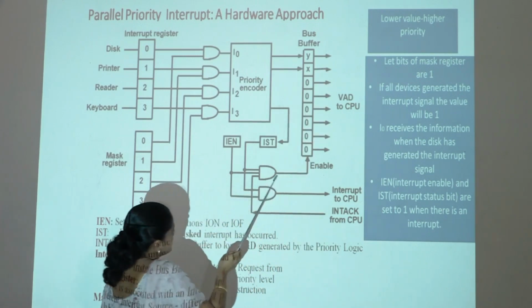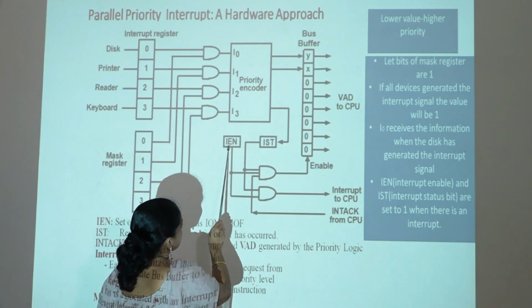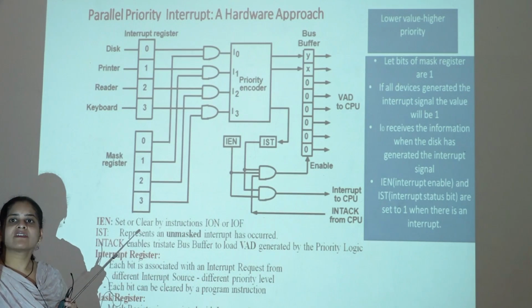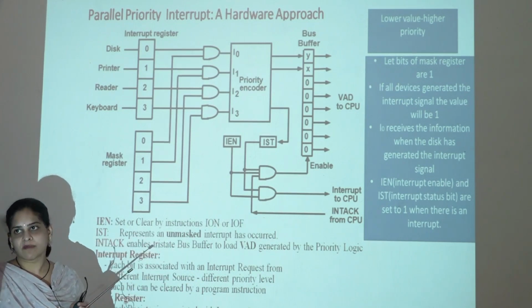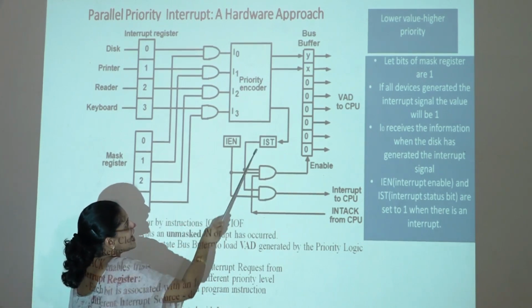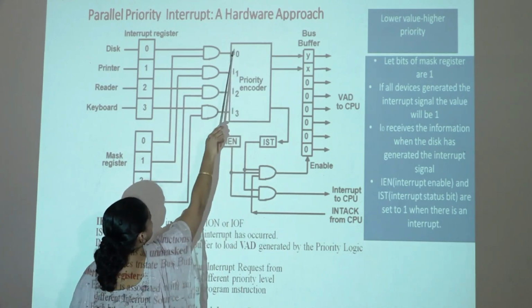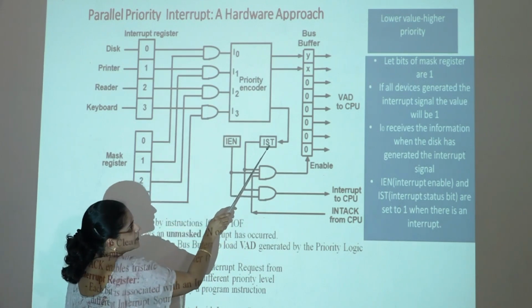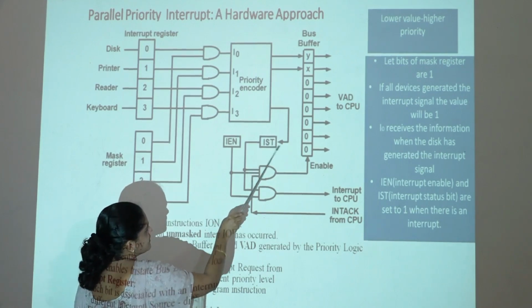And if you see here, we also have an AND gate. The IEN represents the interrupt enable. So interrupt enable is always on. Whenever the interrupt enable is on, only then can the CPU receive the interrupt from any device. So it has to be on, which means it is 1. Similarly, IST will be set to 1 whenever there is an interrupt from any of the devices. Here these two devices are 1 1, so automatically this interrupt status bit is set to 1.